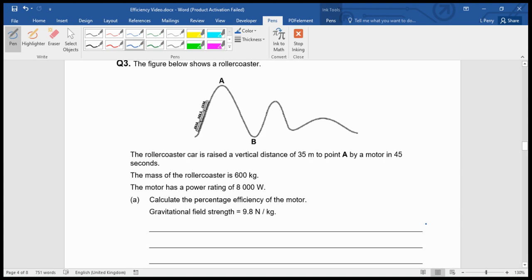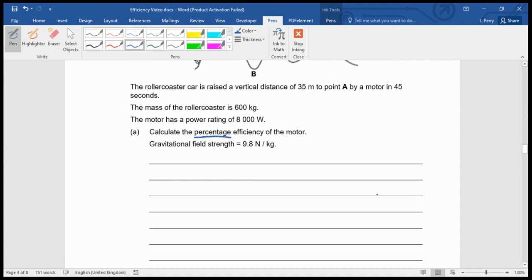Now this one was a higher paper only question. The figure below shows a roller coaster. The roller coaster car is raised a vertical distance of 35 meters to point A by a motor in 45 seconds. The mass of the roller coaster is 600 kilograms. The motor has a power rating of 8,000 watts. Calculate the percentage efficiency of the motor. So they're telling me my answer must be a percentage in the end. Can't leave it as a decimal.